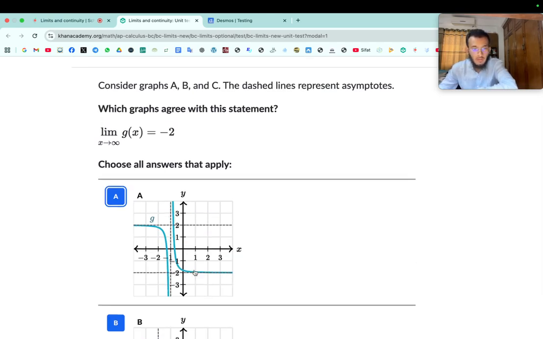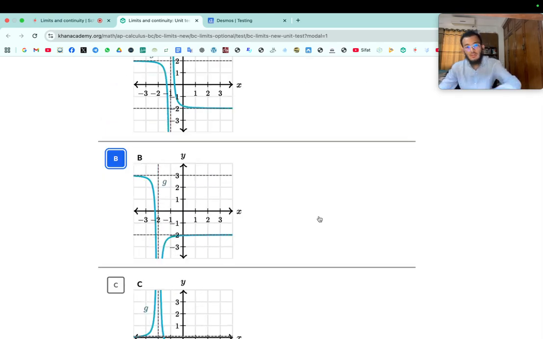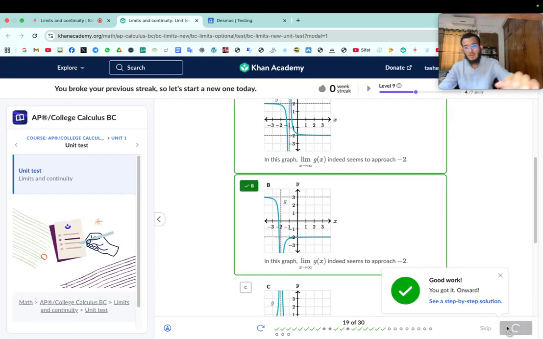So as x tends to infinity, it's minus 2 here, and it's also minus 2 here. So they're correct.